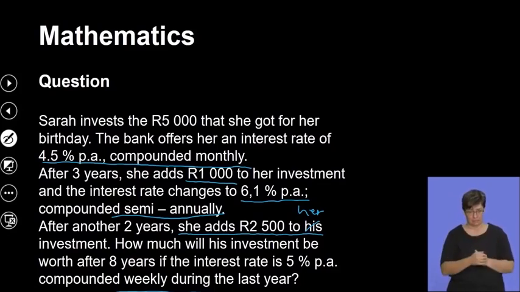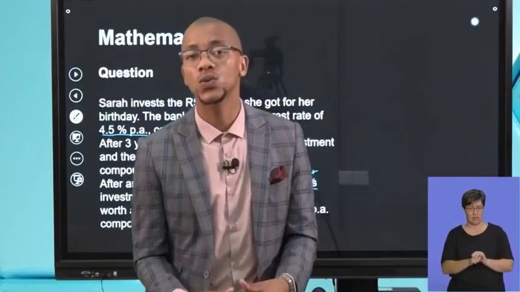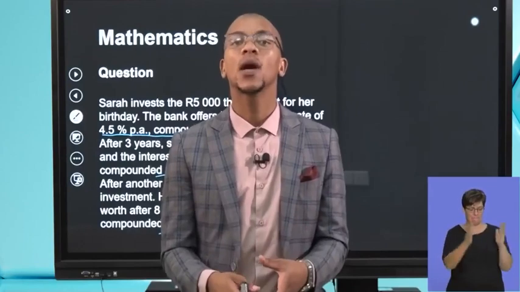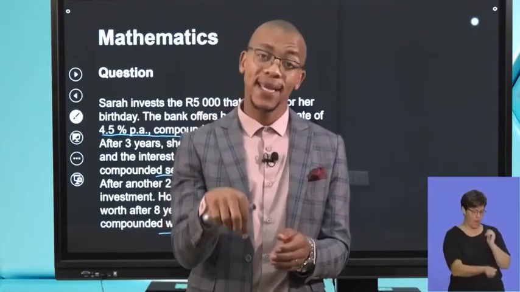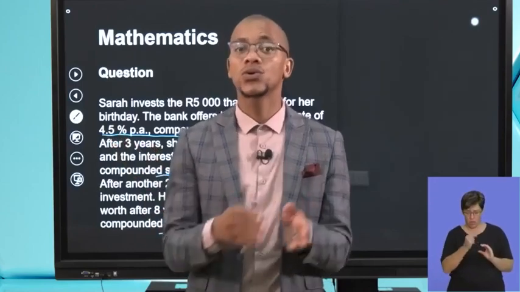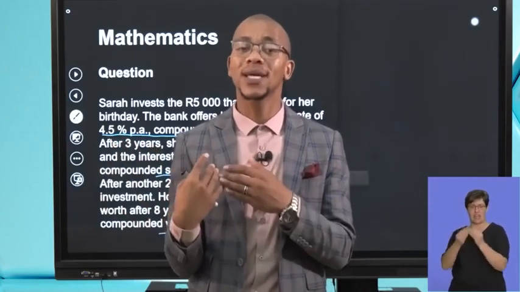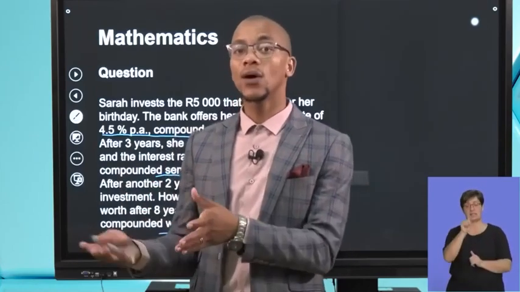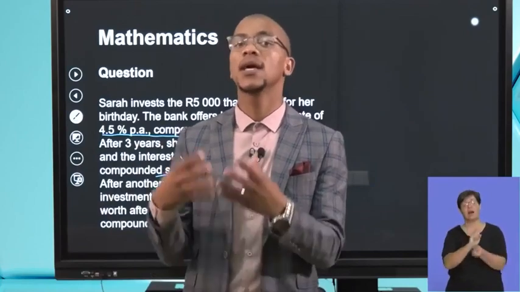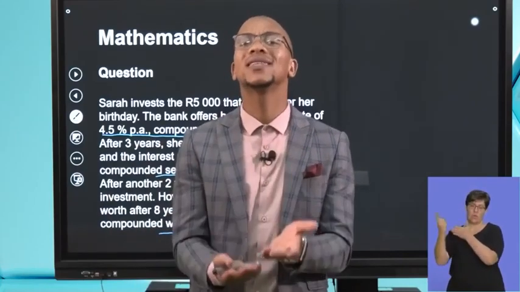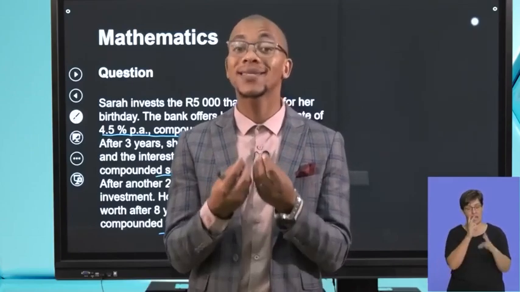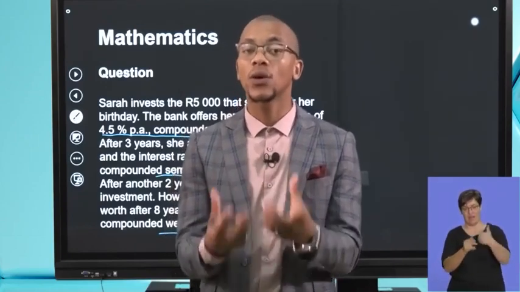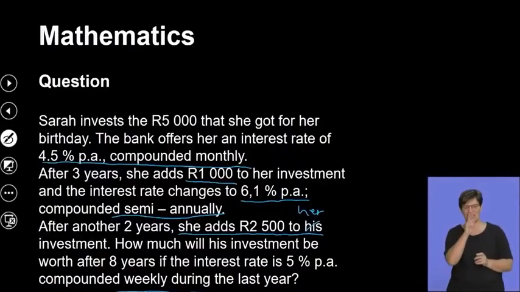Now, in this particular example, this is when we introduce what we call a number line, or a timeline. A timeline helps you to show when money came in, when money went out, and also the change in interest rates. As you can see, for the first 3 years, the interest was 4.5. But after that, the interest became 6.1. And later on, the interest also changed and it became compounded weekly. So you need to use a number line, which will assist you in doing this correctly. Let's look at what the number line will look like.